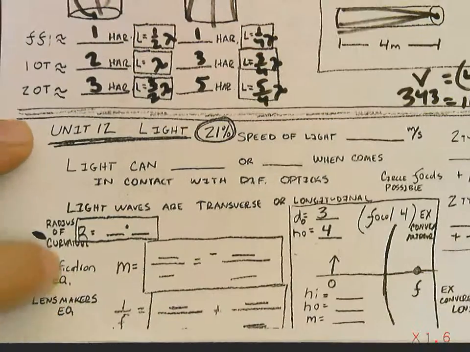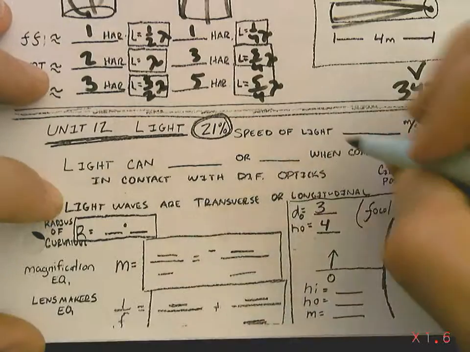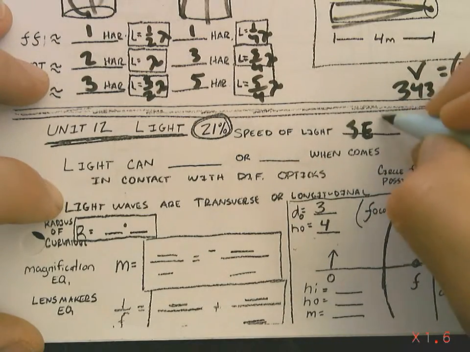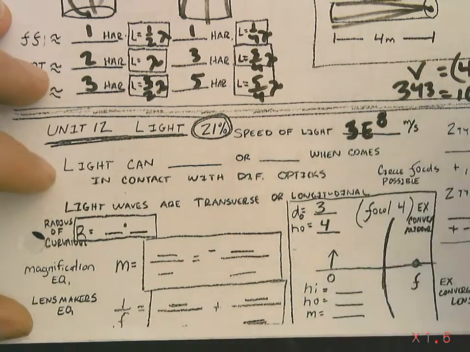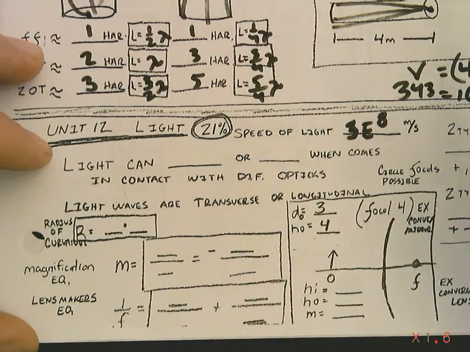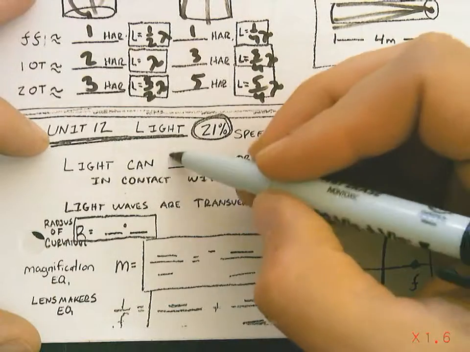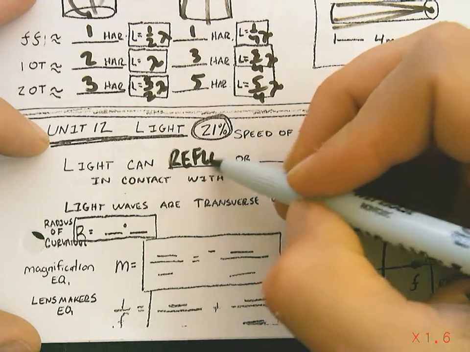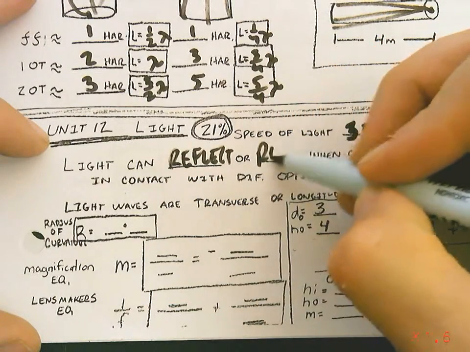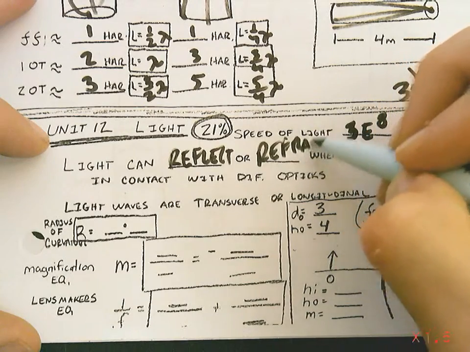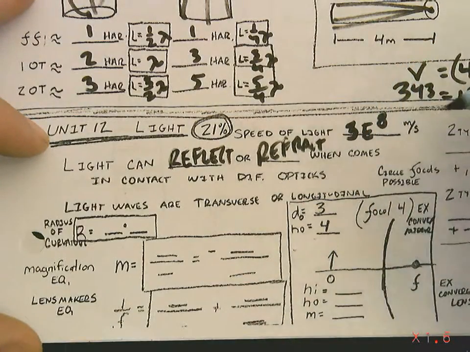And that's information to do with light. So the speed of light is 3 times 10 to the 8th meters per second, 67 million miles an hour. Quite a bit faster than sound. Light can reflect like mirrors or refract like lenses when it comes in contact with different optics.